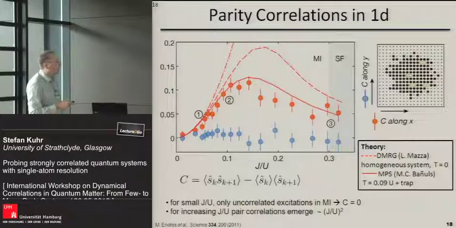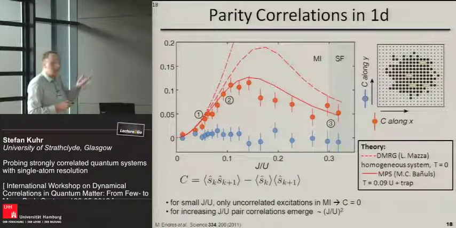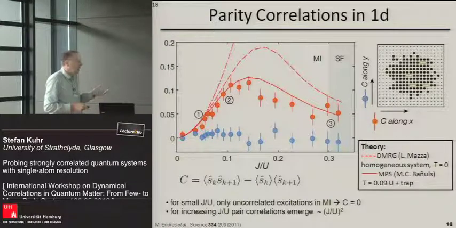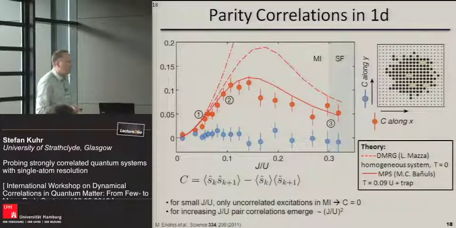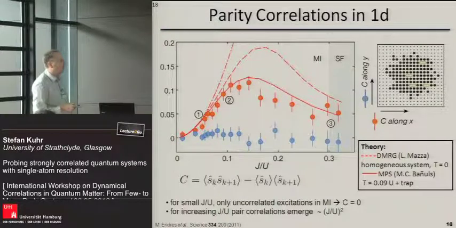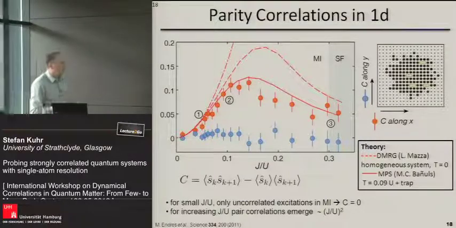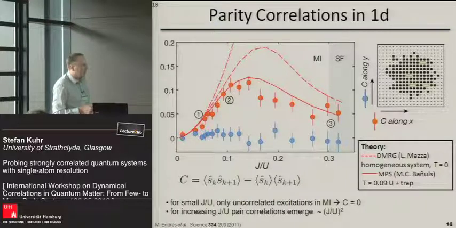So in order to understand this data, the first naive interpretation is first order perturbation theory, and one would expect for increasing J over U that these pair correlations emerge as J over U squared. That's what we roughly see at the beginning for small tunneling, that's the dash-dotted line. But to describe the signal over the whole parameter range, we have to get our theory colleagues involved. First we started with a DMRG calculation, which Leonardo Mazza from the MPQ did for a homogeneous system at 0 temperature. That's the dashed line, which almost described the right shape of the curve but not the right amplitude of the correlations. And then a more involved calculation including the realistic temperatures and the trap gave this solid line, and that reproduces our data fairly well.